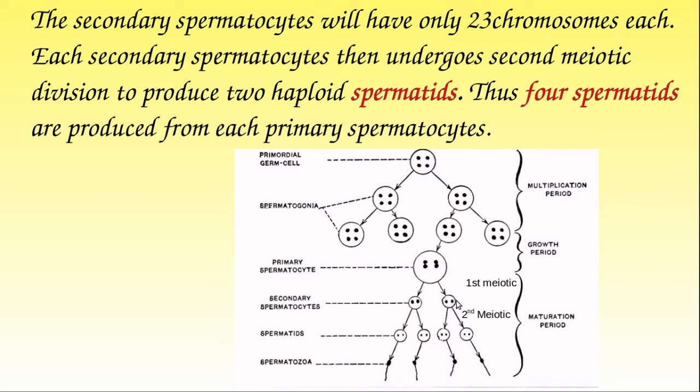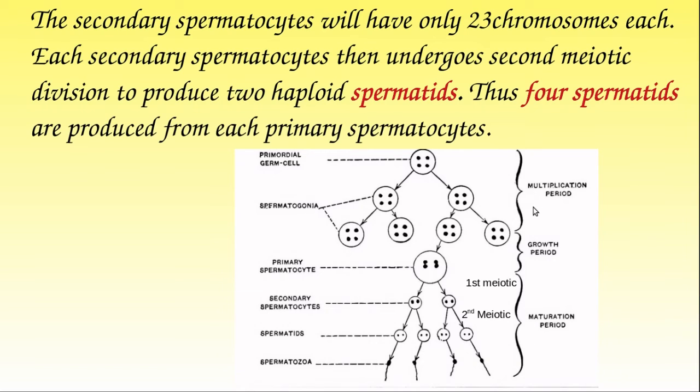The secondary spermatocyte now undergoes the second meiotic division, so that each daughter cell produces two more daughter cells, and these are called spermatids. The secondary spermatocyte undergoes the second meiotic division to produce two haploid cells each, and these haploid cells are called spermatids. And this is the maturation period.